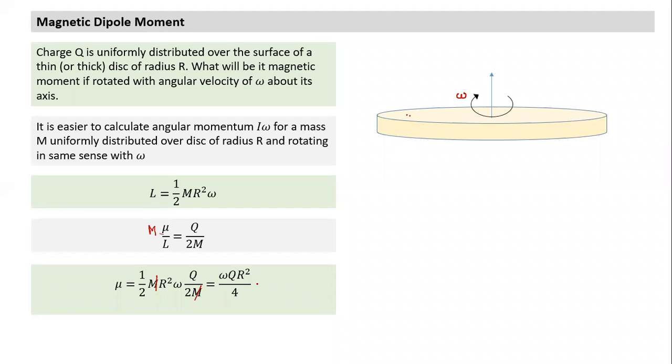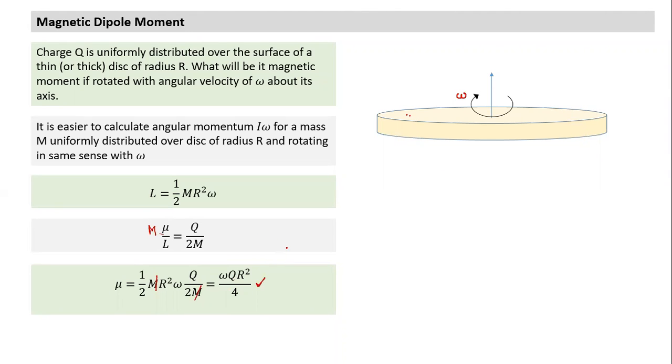This would be the dipole moment of charge Q spread over a disk of radius r, and if disk is rotated with angular velocity omega. And suppose charge is distributed in form of a sphere, charge is distributed over the surface of a sphere, all cases we can do. Yes, anybody has any query?